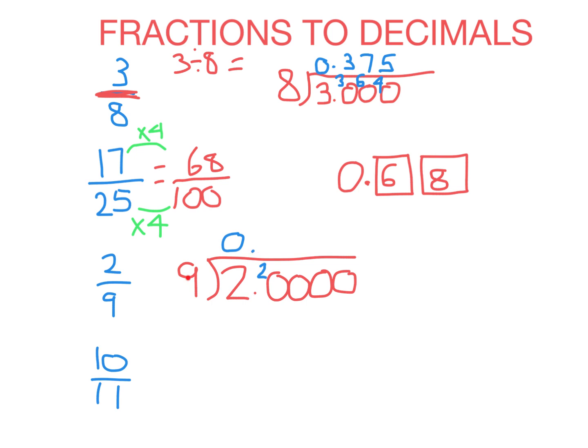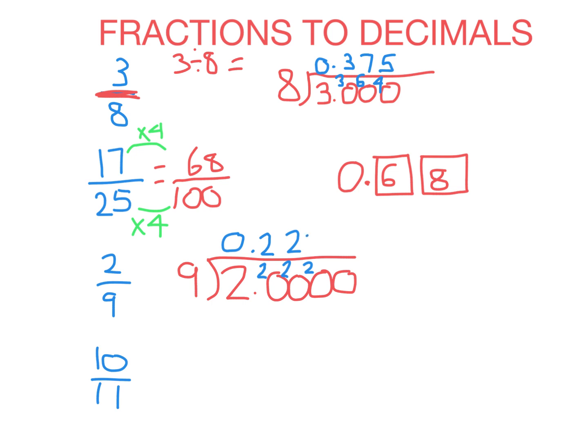So now we say how many times does 9 go into 20? Well, 9 times 2 is 18, and the remainder is 2. You need 2 more to get to 20. How many times does 9 go into 20? Well, it goes 2, remainder 2. How many times does 9 go into 20?